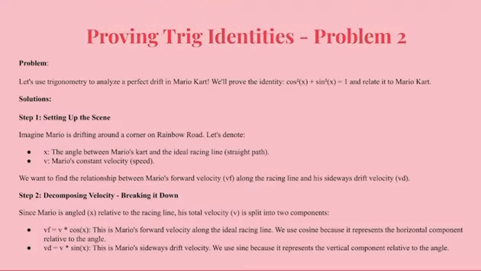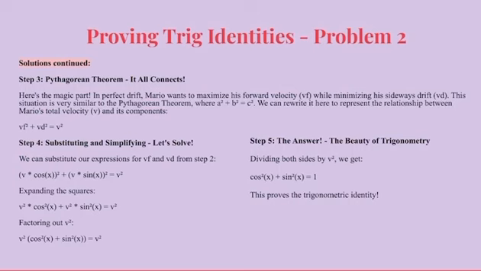So as we can see in problem 2, it's the same idea. In step 1, you're going to set it up, denoting your x and your v. In step 2, you're going to decompose it, break it down. In step 3, you're going to connect it. And in step 4, you're going to substitute and simplify, and step 5 should give you the answer.